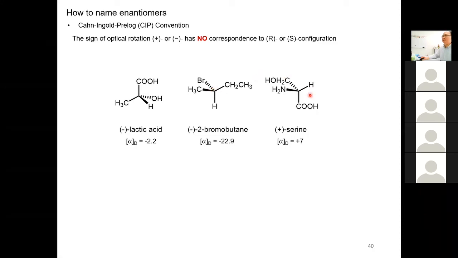So you can see it's not connected to the minus. You can go home and find out what the R/S is here, here, and here, and see whether these R/S are related to the plus or minus. The answer is that it's not related. There is no correspondence between R/S and plus/minus.